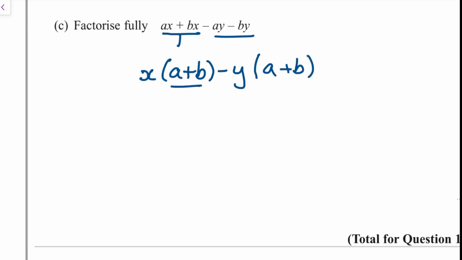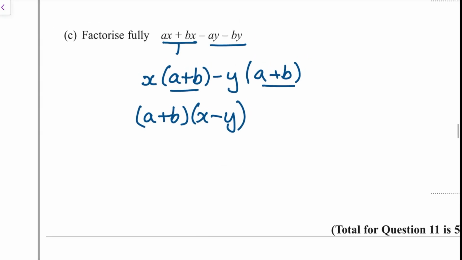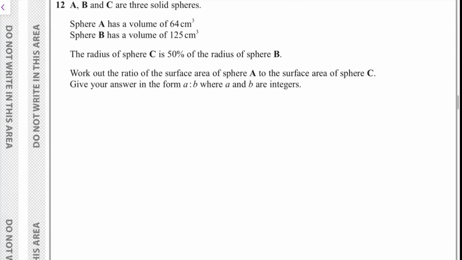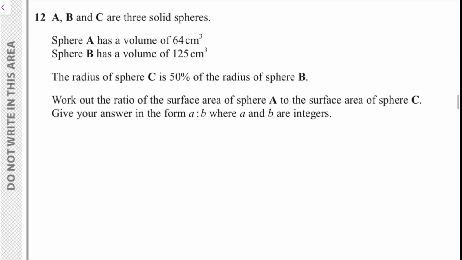You can see I've got an a plus b here and an a plus b here. So I can take out an a plus b from both, which is going to give me a plus b, x minus y. That's a bit of a further maths question. That's quite a difficult factorisation, but well done if you got that one. 5 marks for that question. Not terrible again. All right, I'm expecting it to start to get a little bit harder from now because we're more than halfway through the paper.